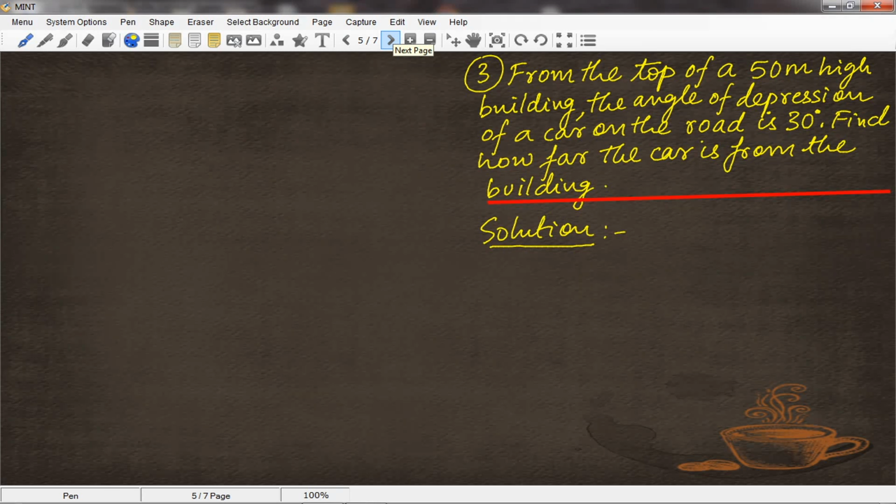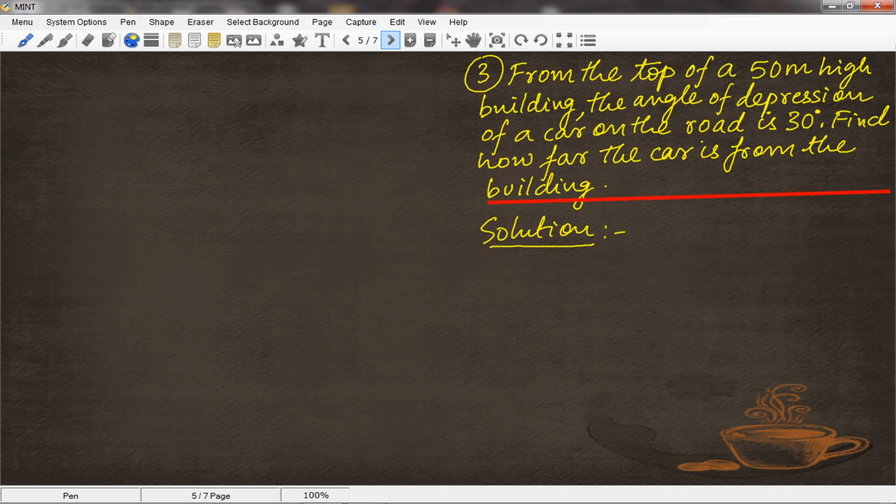Now you can see in this question it says from the top of a 50-meter high building, the angle of depression of a car on the road is 30 degrees. Find how far the car is from the building. So this question is related to the angle of depression. So altogether different case. Let's make the diagram.